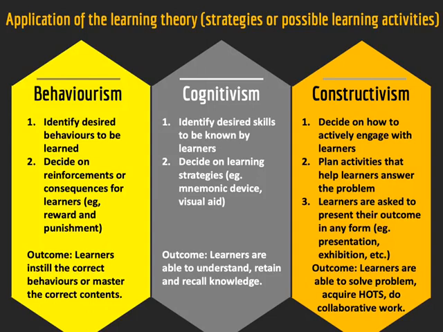And for constructivism, first, you can decide on how to actively engage with learners. Second, you can plan activities that help learners answer the problem. And third, learners are asked to present the outcome in any form, for example, using a presentation, exhibition, or others. As the outcome, learners are able to solve problems, they become problem solvers, and they are able to acquire higher order thinking skills and also do collaborative work.